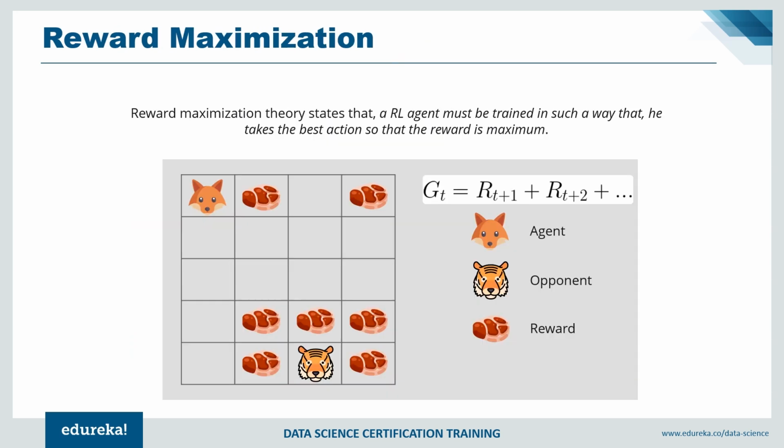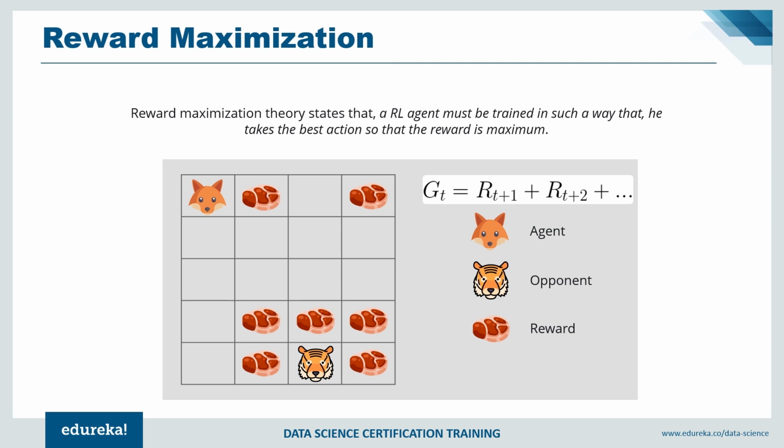Now let's talk about reward maximization for a moment. A reinforcement learning agent works based on the theory of reward maximization. This is exactly why the RL agent must be trained in such a way that it takes the best action so that the reward is maximum. Now, the collective rewards at a particular time and the respective action is written as G_t equals R_t+1, R_t+2, and so on.